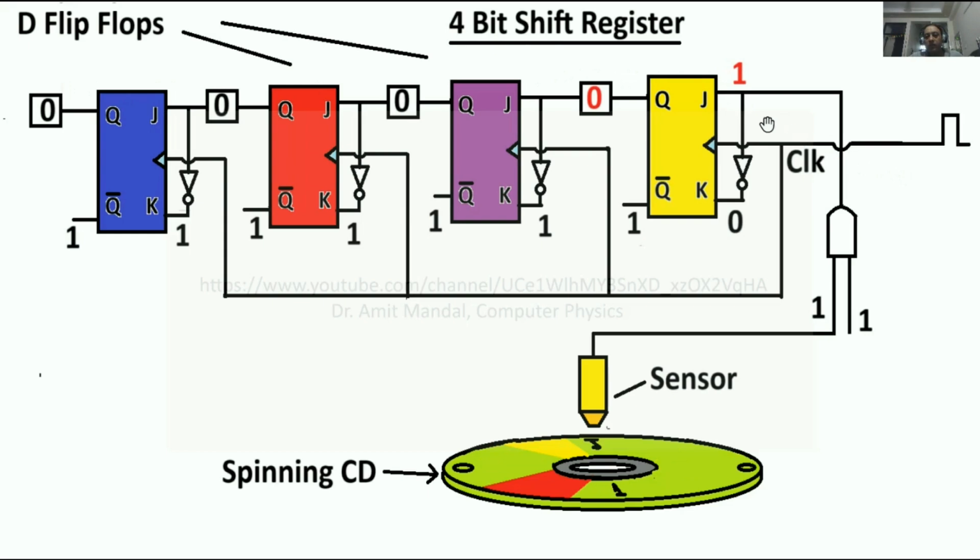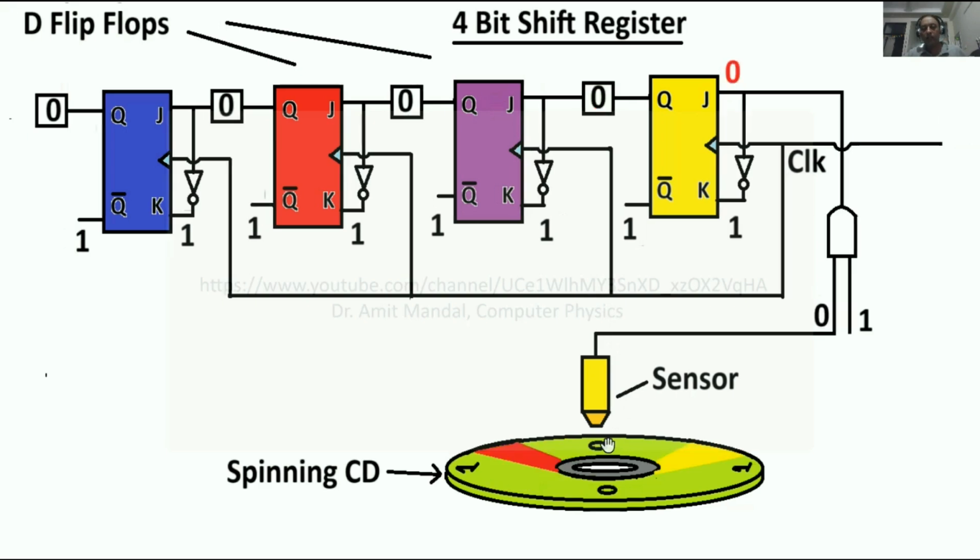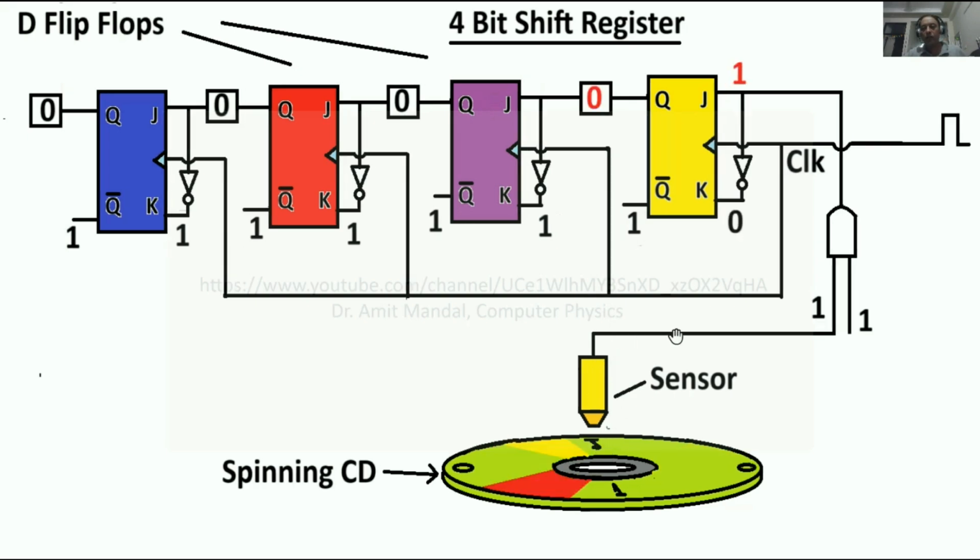See, the first pulse has come, so the J of the yellow flip-flop, which was 0, has been transferred to the Q of the yellow flip-flop, which is now the input of this purple flip-flop. And the CD has turned, and now the new bit is 1. Initially it was 0, the CD has turned, the new bit is 1, so now bit 1 is presented at the J of the yellow flip-flop.